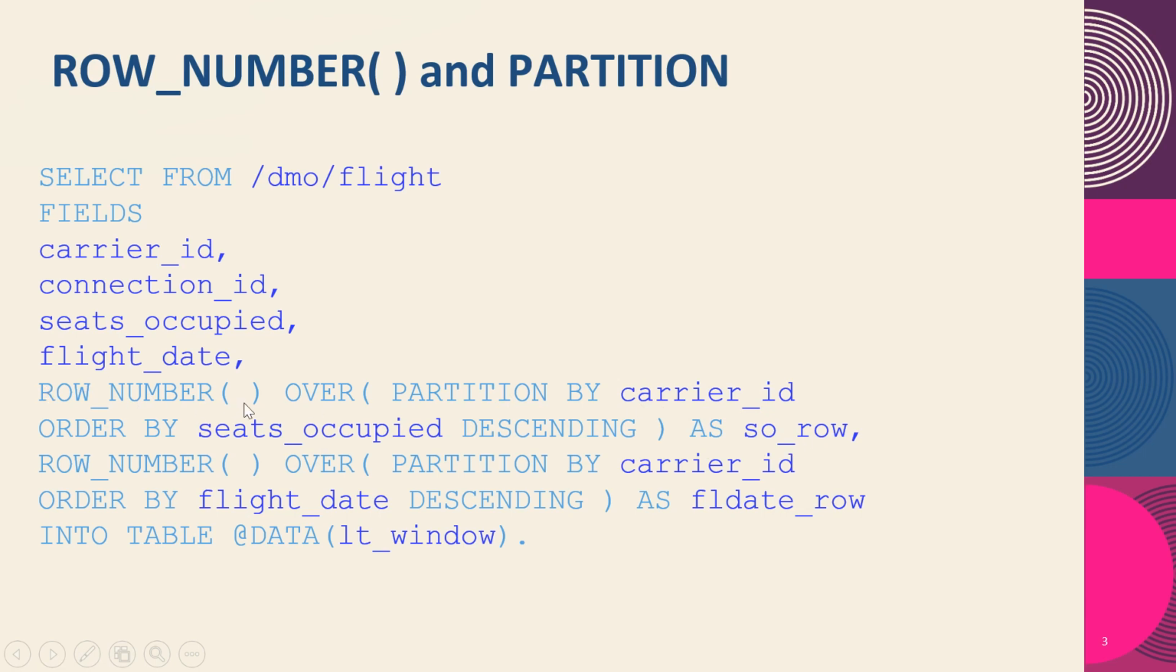So the row number function I am using is row number over carrier ID partition and order by seats occupied, and another is carrier ID partition by, order by flight date. So both create a partition of carrier ID, but one is ordered by seats occupied and another is ordered by flight date. So the seats occupied row and the flight date row.